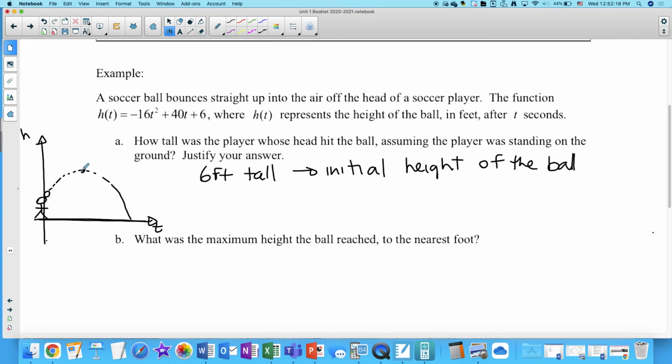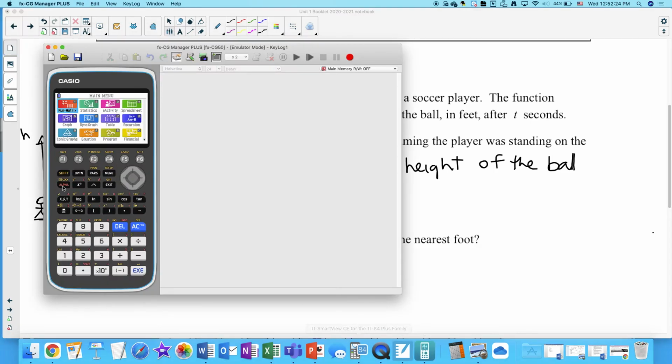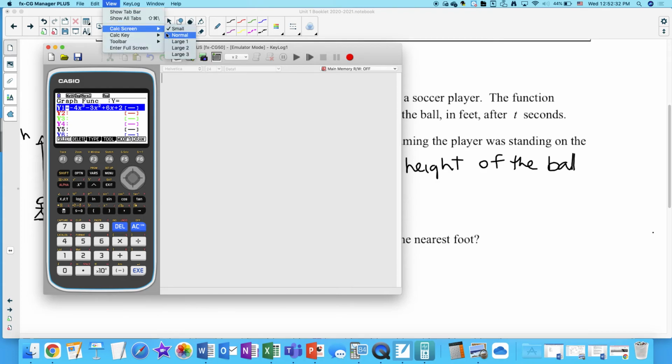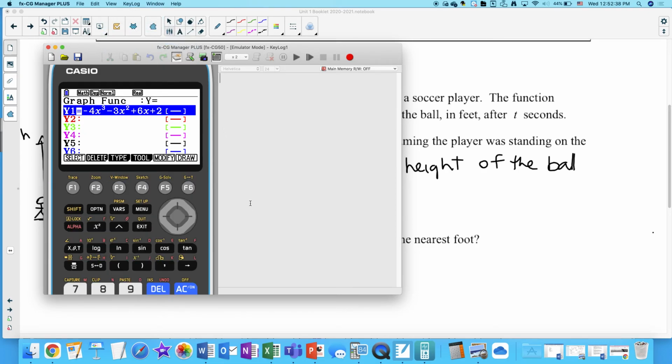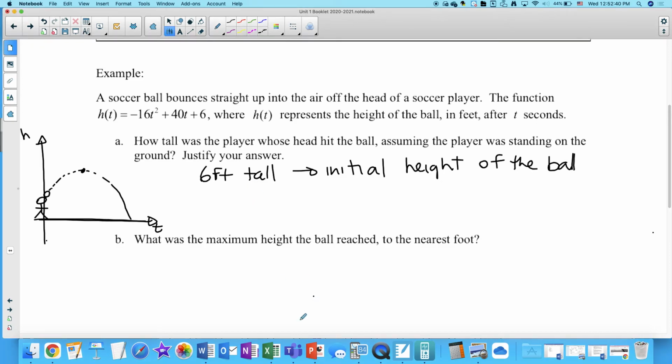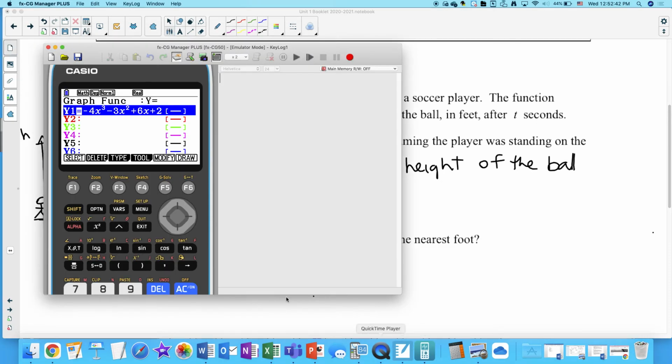So I'll go down to graph. I'm just going to make this a little bigger. Normal. Okay, that's a little better. Let's make this bigger too. Okay, so I'm going to clear out whatever I had in there.